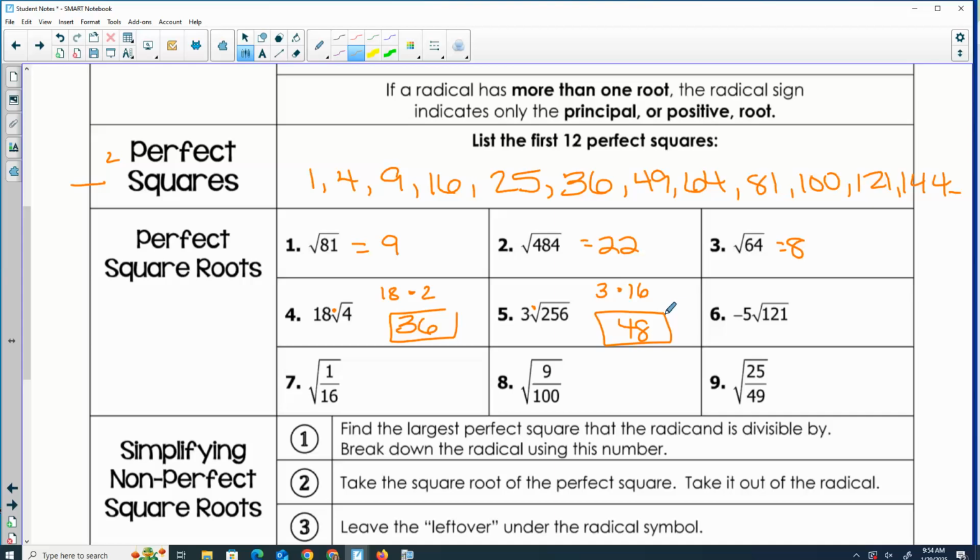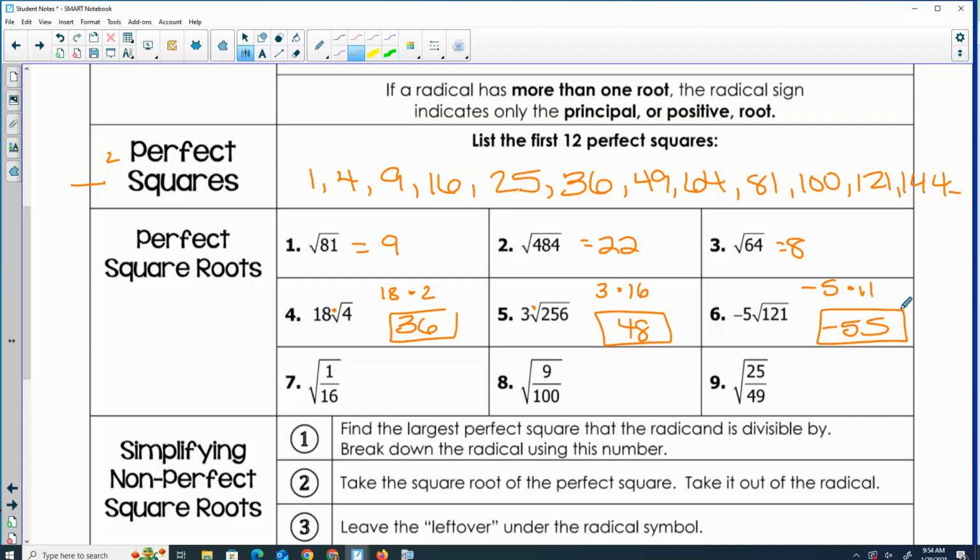Number 6, this means negative 5 times the square root of 121. What is the square root of 121? It's 11. Negative 5 times 11, negative 55. Okay. The next few, I put fractions on here.